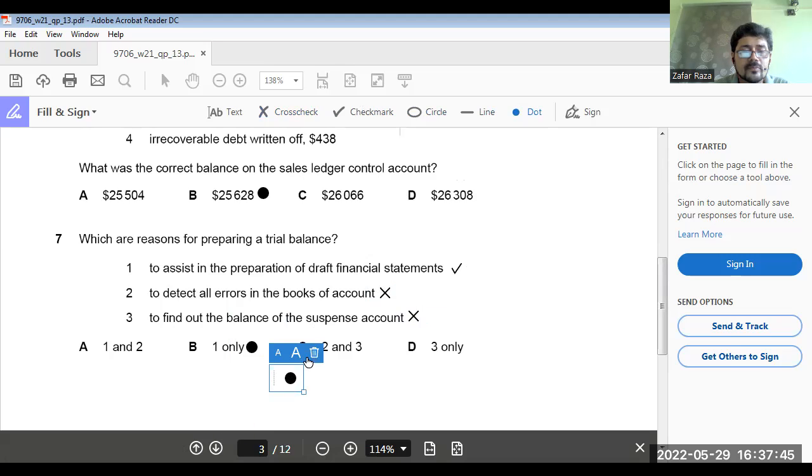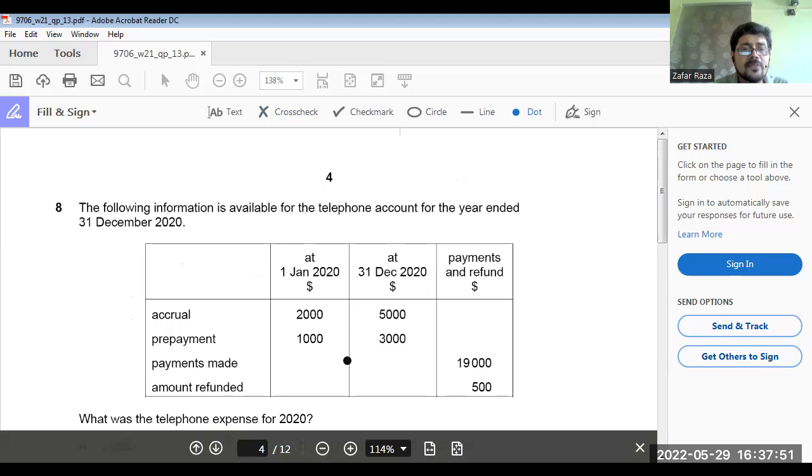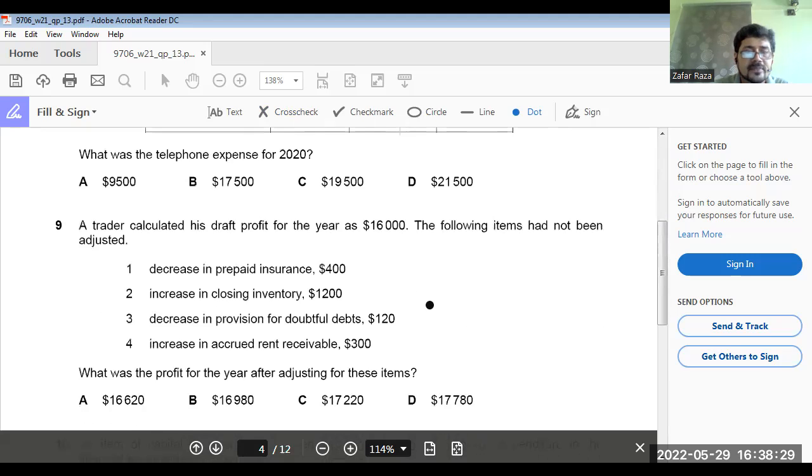Now come to question number 8. The following information is available for the telephone account for the year ending 31st December 2020. I have told you that this kind of question should be done using the formula. See how to use the formula. 19,000 we have paid during the year, minus 5,000 has been refunded, 18,500. Now take accruals. Accrual at end should be added, 5,000. Accrual at start should be subtracted, 2,000. Prepaid at end should be subtracted, 3,000. Prepaid at start should be added, 1,000. So the answer is 19,500. Yes, C option.